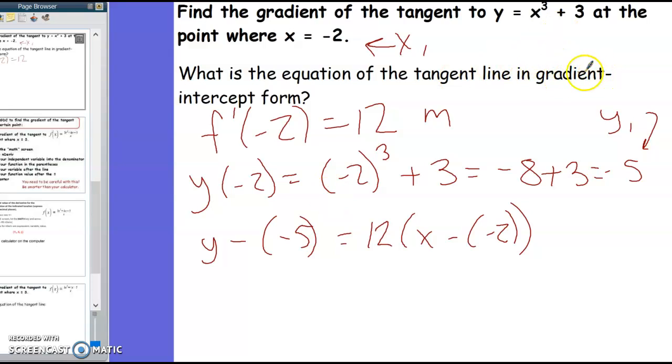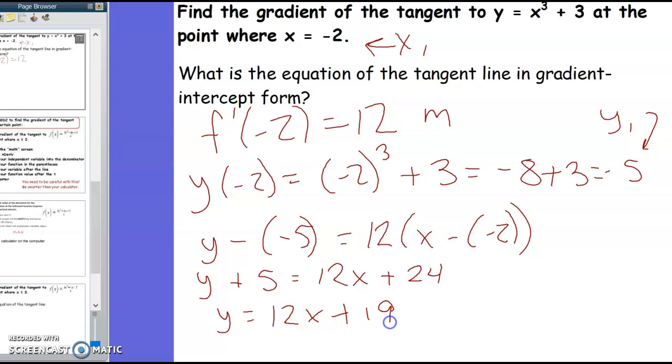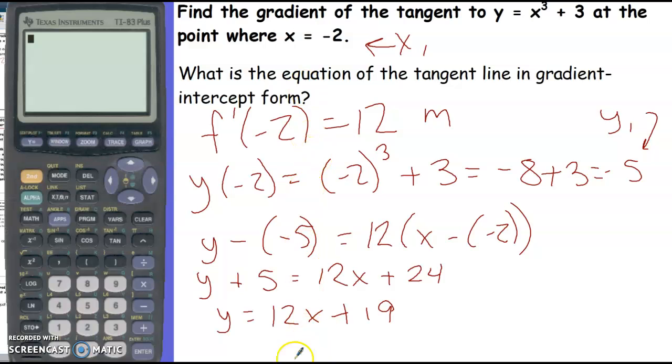The directions here say to use gradient intercept form, so I need to get y by itself. Minus a negative is plus a positive. And over here, I'm going to distribute the 12, so 12x plus 24. Subtracting 5 from both sides, y equals 12x plus 19. So that is the equation of the tangent line to this particular curve at the point where x equals -2.